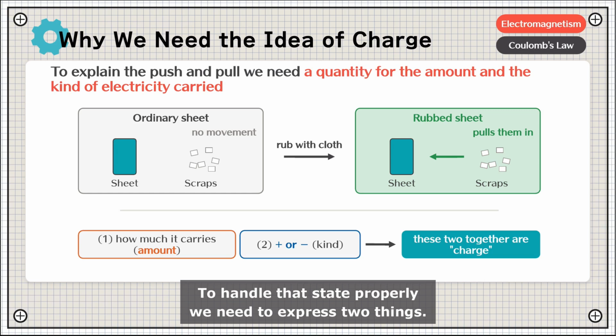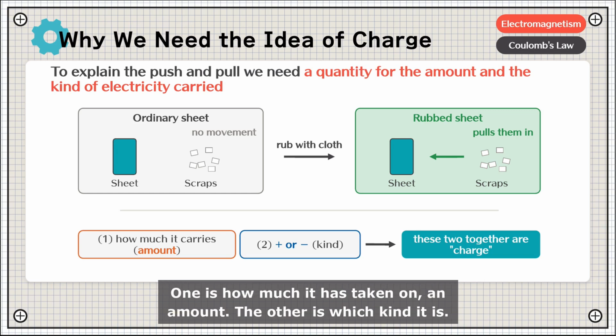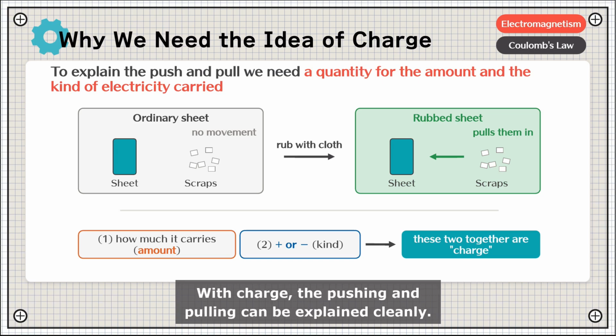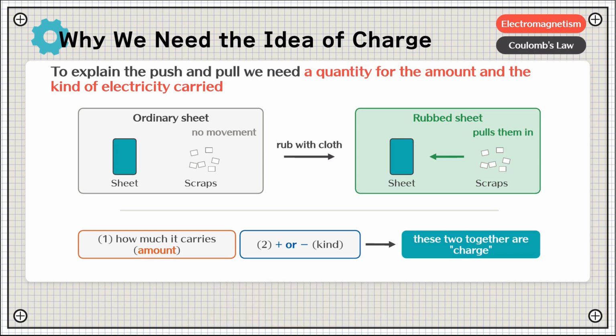To handle that state properly, we need to express two things. One is how much it has taken on, an amount. The other is which kind it is. The idea we bring in to express that amount and that kind is charge. With charge, the pushing and pulling can be explained cleanly. So let us look at what charge is.